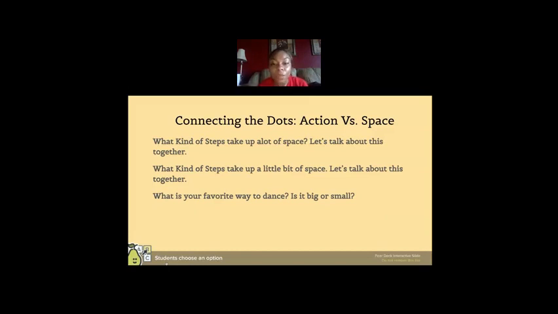What are your favorite ways to dance? So, some of your favorite ways to dance. I see a lot of big. A lot of you guys like to dance big. Okay, and we have some small. All right, good. So we're gonna move on.